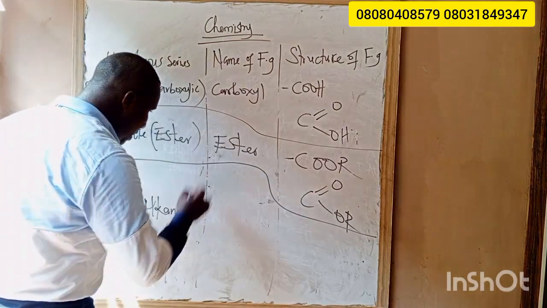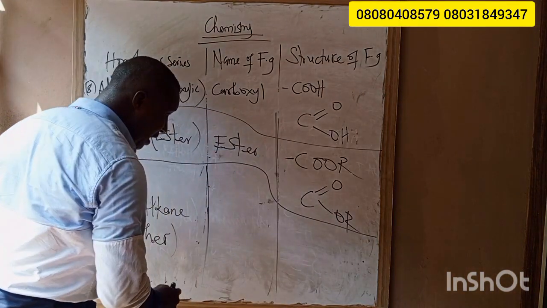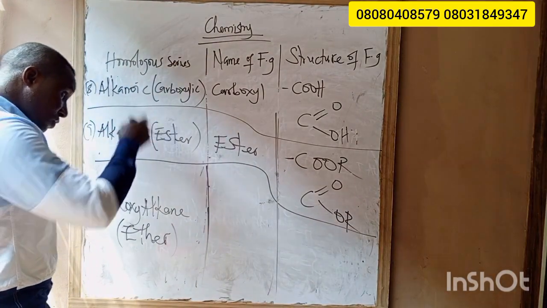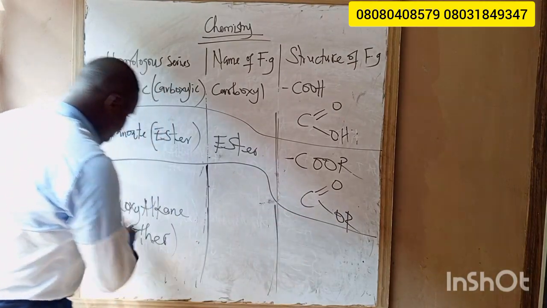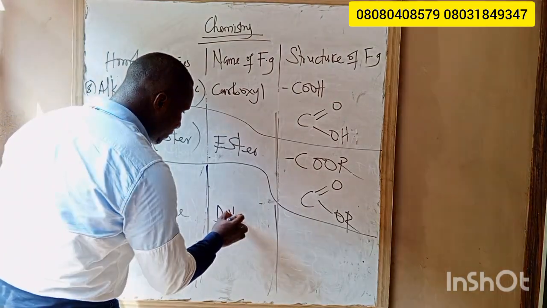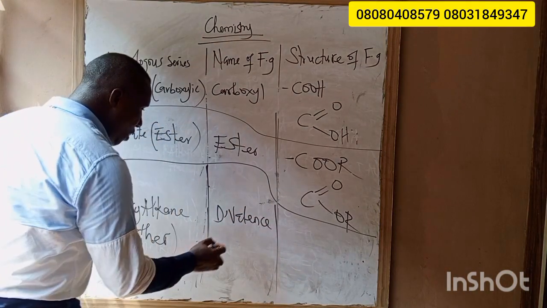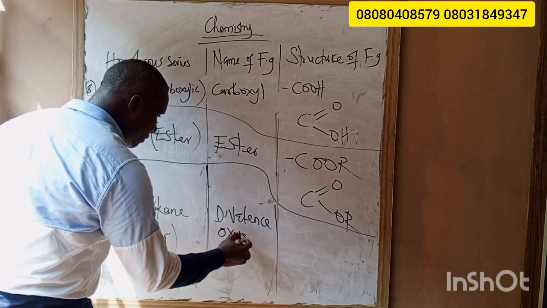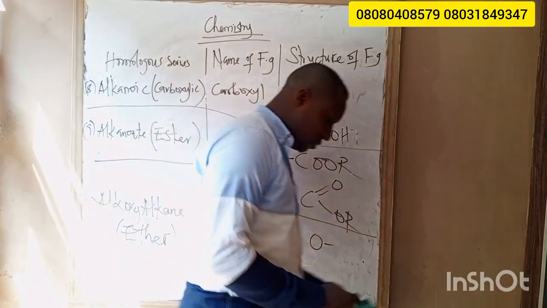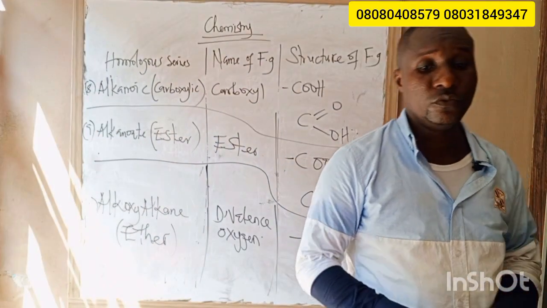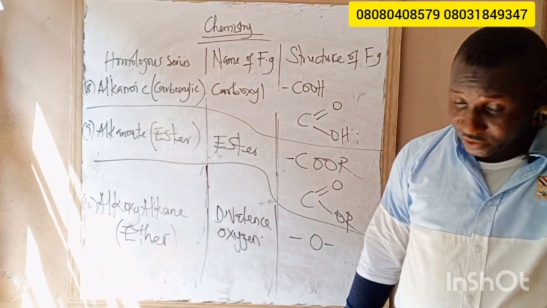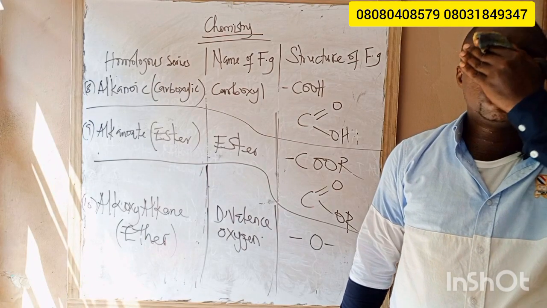Take note of that. We are going to take them after, in the fourth video, where we are going to take each homologous series. This one, the name is for divalent oxygen. Divalent oxygen. Please quickly pause and write before we move.